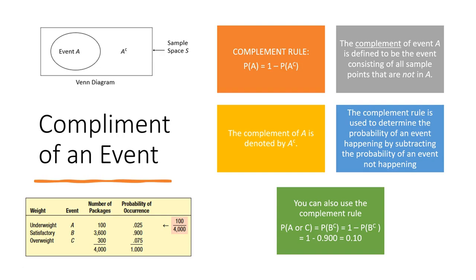So here we have an example where there are three possible outcomes. An individual can be underweight, satisfactory, or overweight. And here we see that the probability of being satisfactory is 0.90. So if we wanted to know the probability of an individual being underweight or overweight, we can use the complement rule by doing 1 minus 0.9 to see that it is a probability of 0.1 that an individual could be either underweight or overweight.